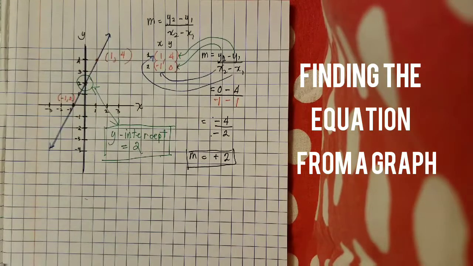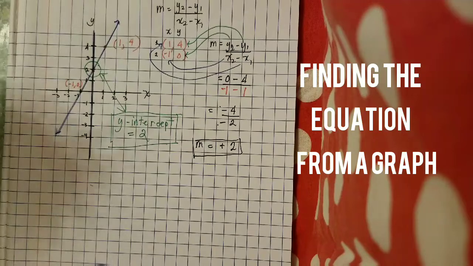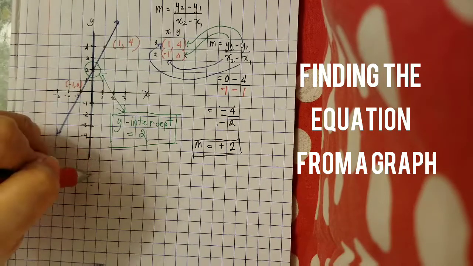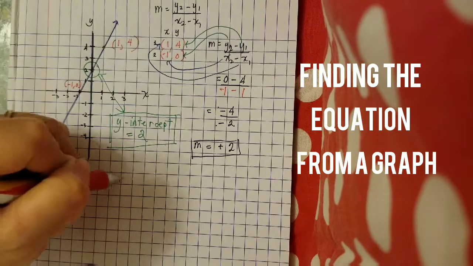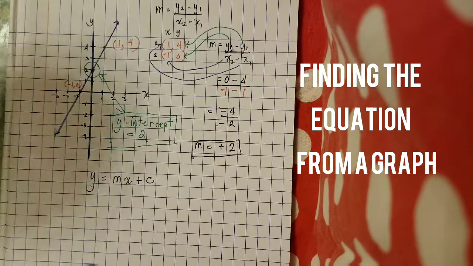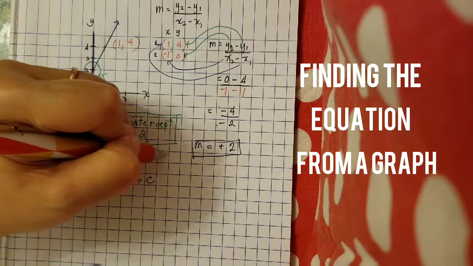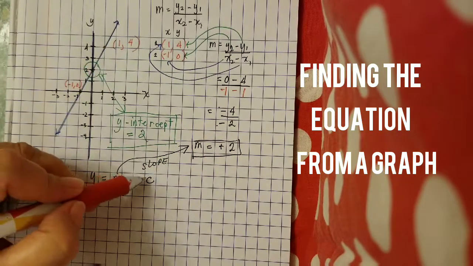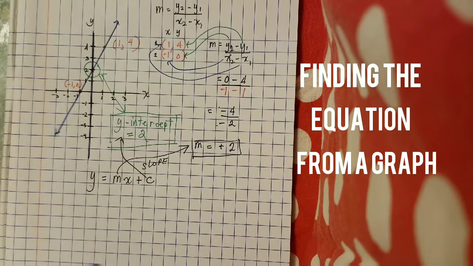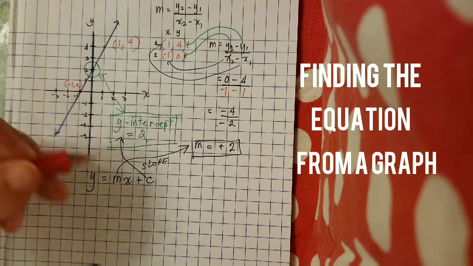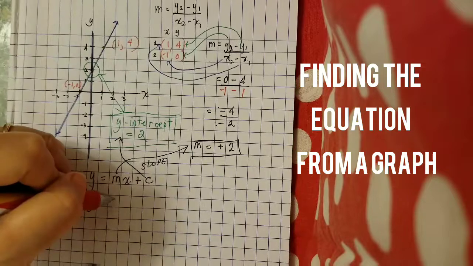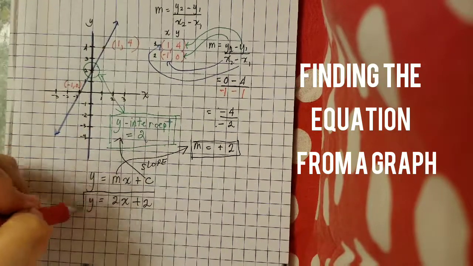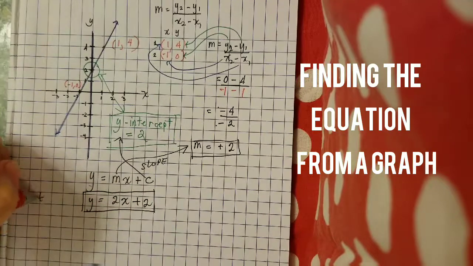Okay? So now let's assemble our equation. So we know the equation for a linear equation. The format is y is equal to mx plus c, where m is the slope, and c would be the y-intercept. Okay? So the equation would be y is equal to 2x plus 2. There you go. There is your equation.